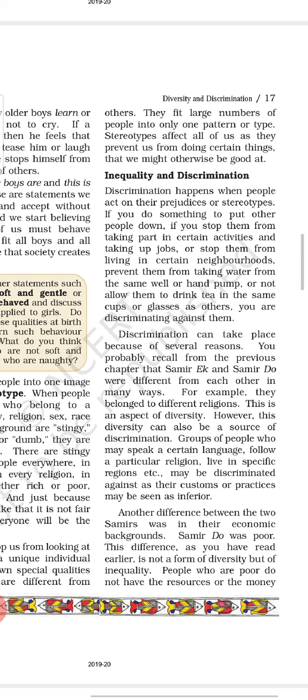This is what I was telling you, that if you go to a party and you see the child of the maid who is working there, who is earning by working in that family, people behave in a different way with that child in comparison to a child from their social strata, just because that child is a child of a maid. So this is what discrimination is.